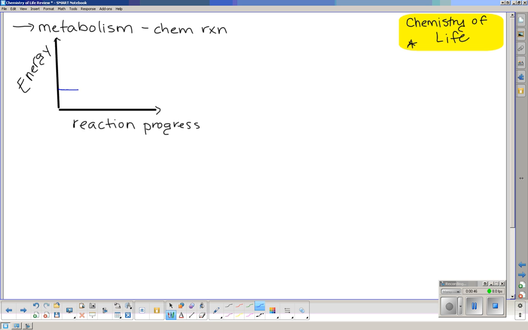So if our reactant started out with this much energy, without the presence of any chemical or catalyst, there would need to be an input of energy in order for the reaction to go and form products. This energy here between the reactants and when the reaction gets going to products is called the activation energy.